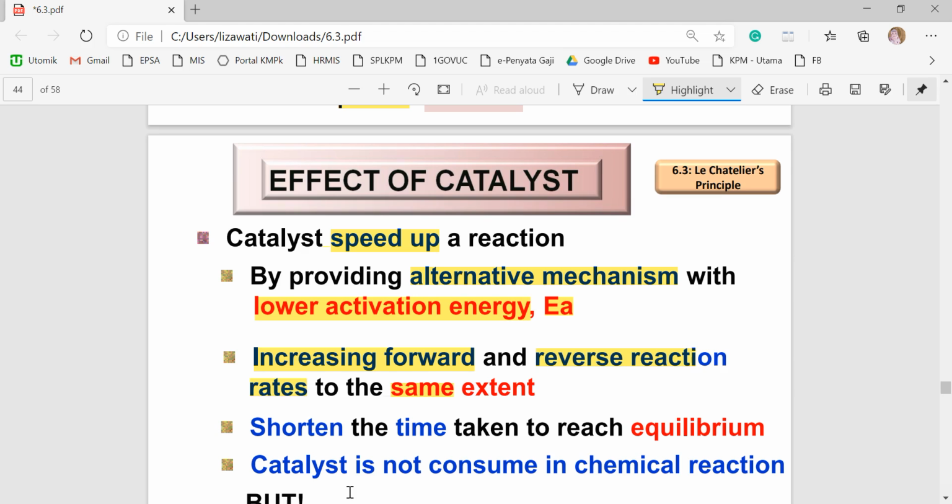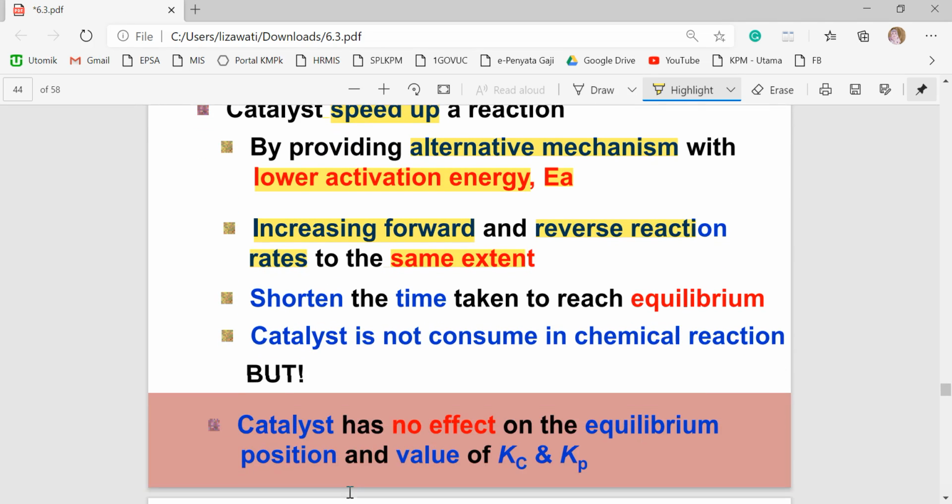To the same extent, which means that the forward and reverse reaction rates will increase at the same rate. It will shorten the time taken to reach equilibrium. A catalyst is not consumed in the chemical reaction, it just speeds up the reaction. Therefore, remember, a catalyst has no effect on the equilibrium position as well as Kc and Kp.